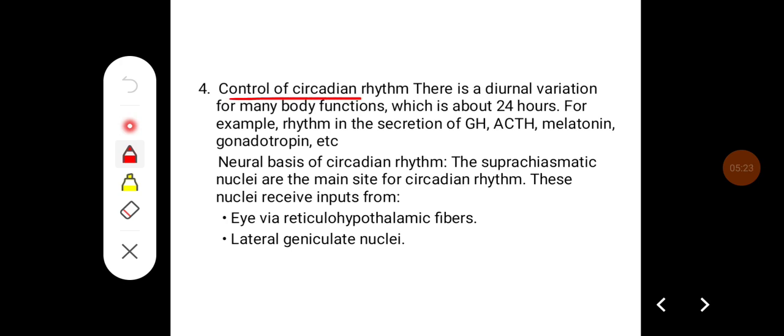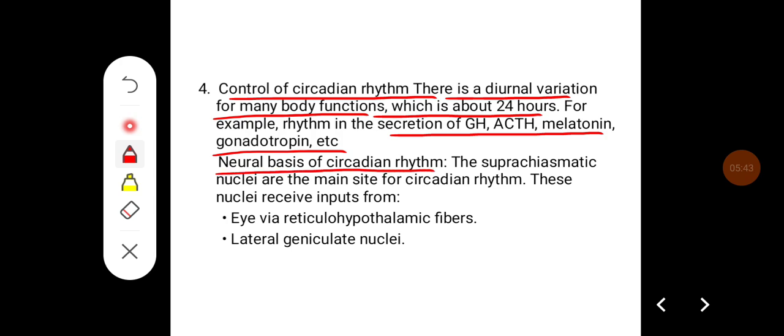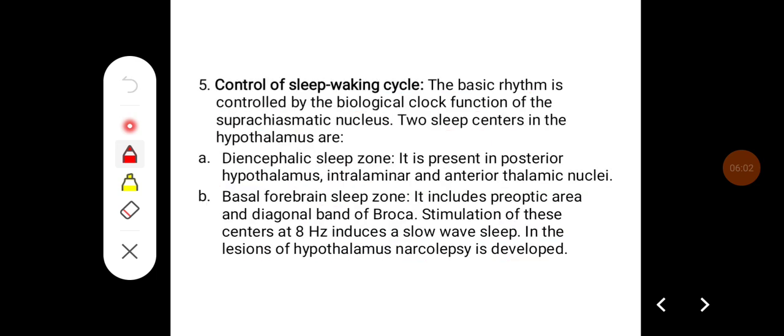They also help in control of circadian rhythm, that is the diurnal variation for many body functions, which is about 24 hours. For example, rhythm in the secretion of growth hormone, ACTH, melatonin, and gonadotropin, etc. The neural basis of circadian rhythm lies in the suprachiasmatic nuclei. That is the main site for circadian rhythm, and these nuclei receive inputs mainly from the eye, that is via reticulohypothalamic fibers and the lateral geniculate nuclei.